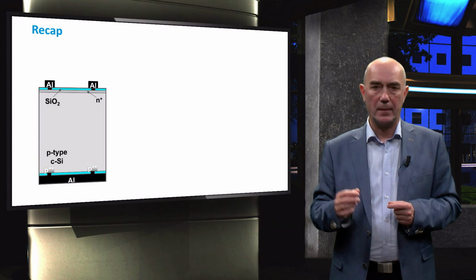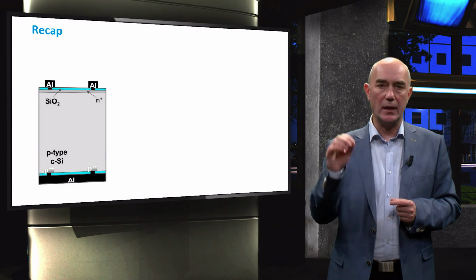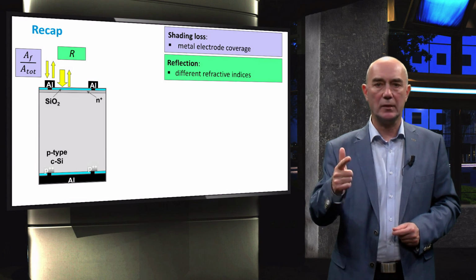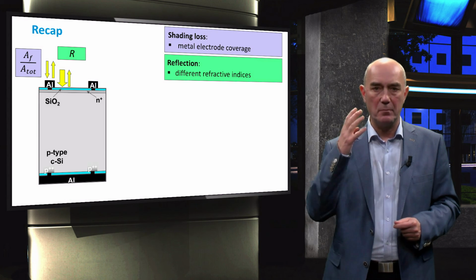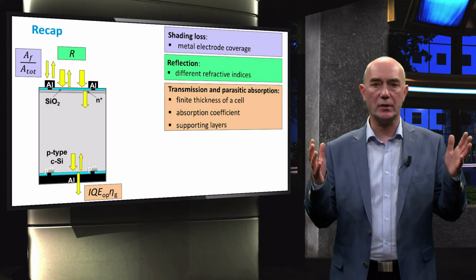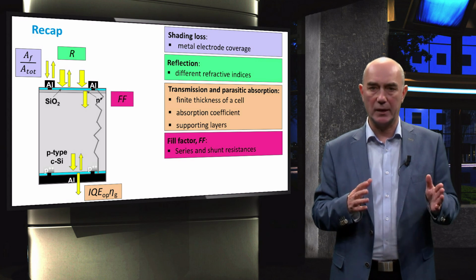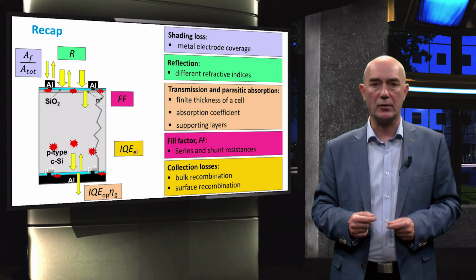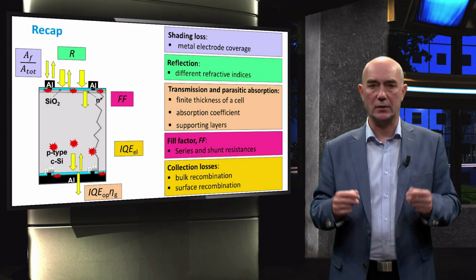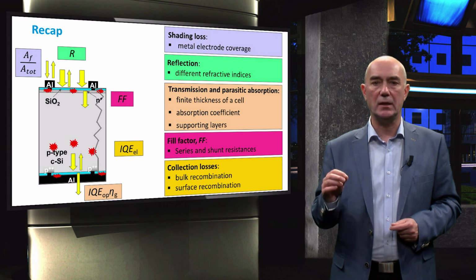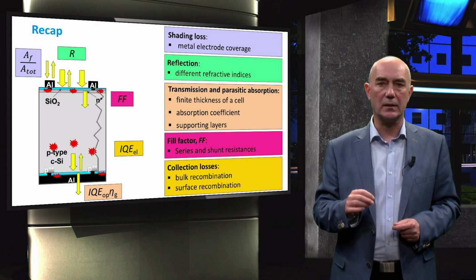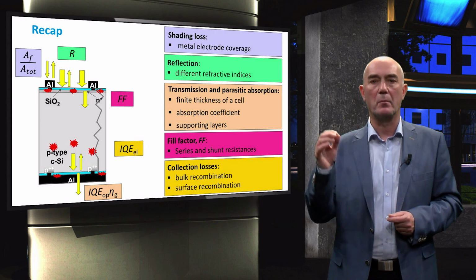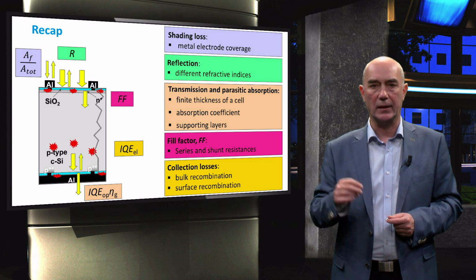To summarize, we presented that in a practical solar cell there are losses due to shading, total reflection from different interfaces, parasitic absorption and transmission, drop in fill factor connected to the series and shunt resistances, and collection losses because of the bulk and surface recombination. In the next video, we will derive the mathematical expression for the conversion efficiency of a practical solar cell by including all optical and electrical losses.